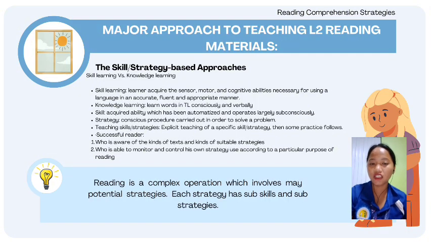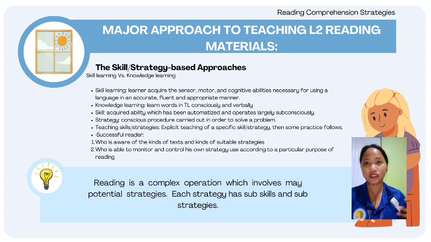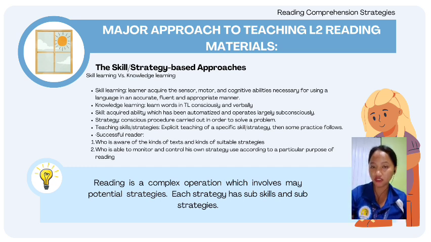When discussing skill or strategy based approaches in reading, it is important to understand the distinction between skill learning and knowledge learning. So, skill learning refers to the process where a learner acquires the sensory, motor, and cognitive abilities needed to use a language accurately, fluently, and appropriately. This means that the ability to read and understand text becomes more natural and automatic over time. Knowledge learning, on the other hand, involves the conscious learning of words and language rules in the target language, often through direct instruction and verbal explanation.